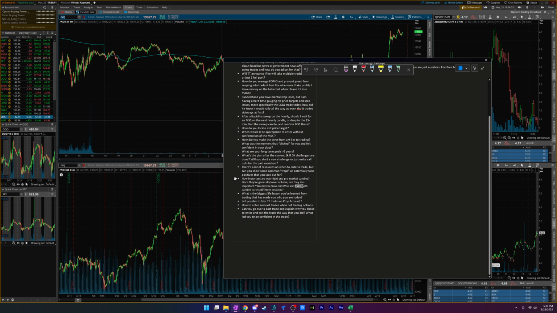Fair value gaps, I would focus mainly on the New York session. But they do work outside of that session, but the best session is definitely just New York.